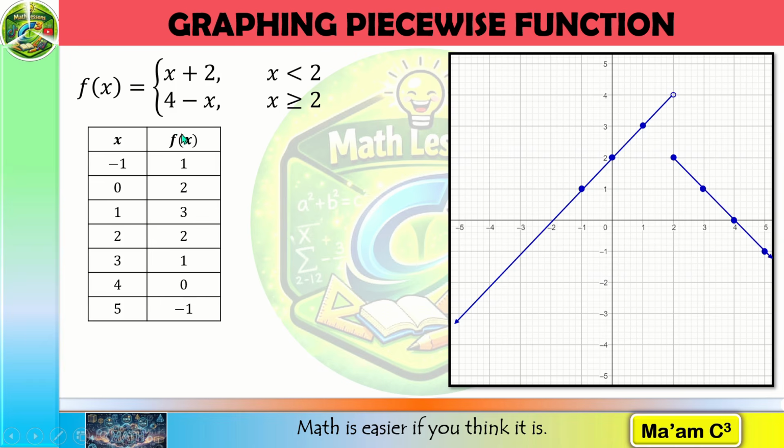Here is the graph of 4 minus x when x is greater than or equal to 2. The equal sign here tells us that x equals 2 is included. That is why we use a closed circle. So whenever you're graphing a piecewise function, don't forget to look carefully at the inequality symbols. The inequality tells us whether the point is open or closed. At this point, I will teach you how to do this in GeoGebra.